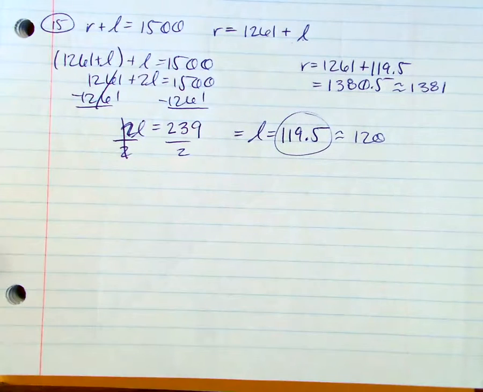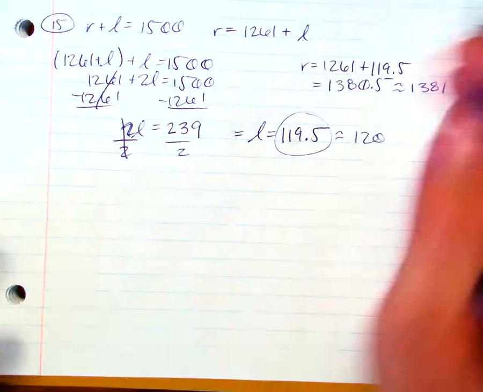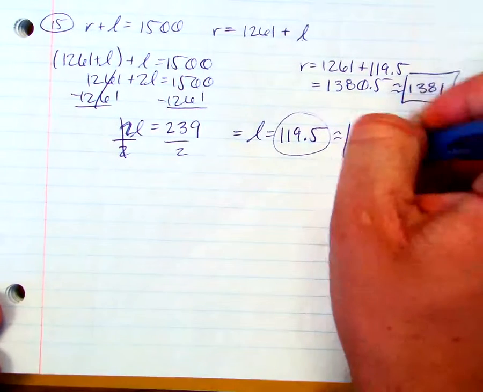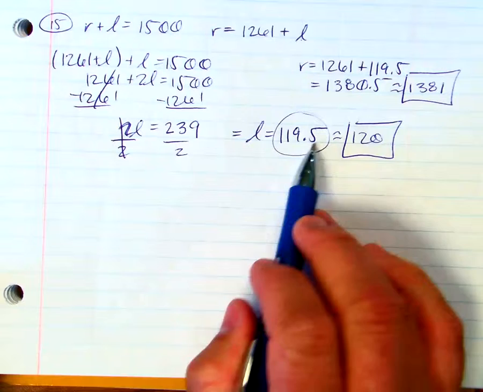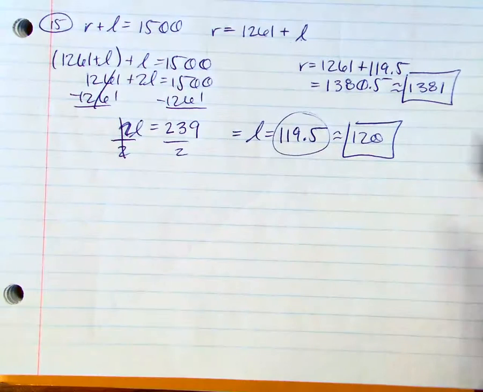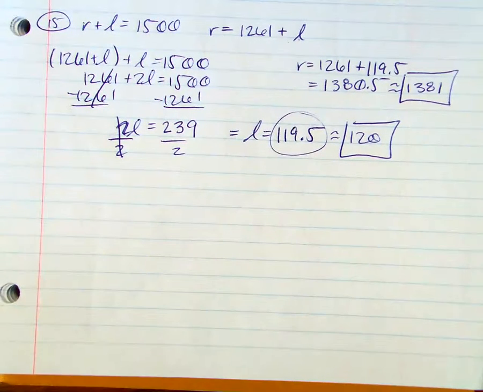There is a problem with this. These are the final answers I would want you to put, because this is what rounding off should be. They both end with a 0.5, you round up. But these numbers no longer add up to 1,500. They now add up to 1,501.